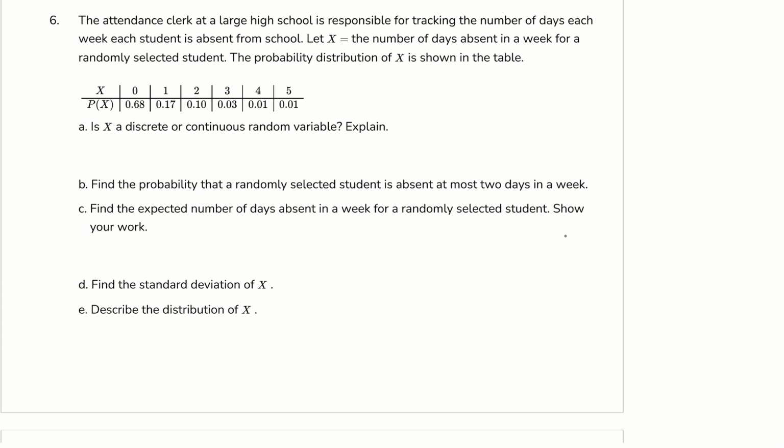So here for A, it's discrete, because the clerk records whole number of days absent. So in other words, it's countable.